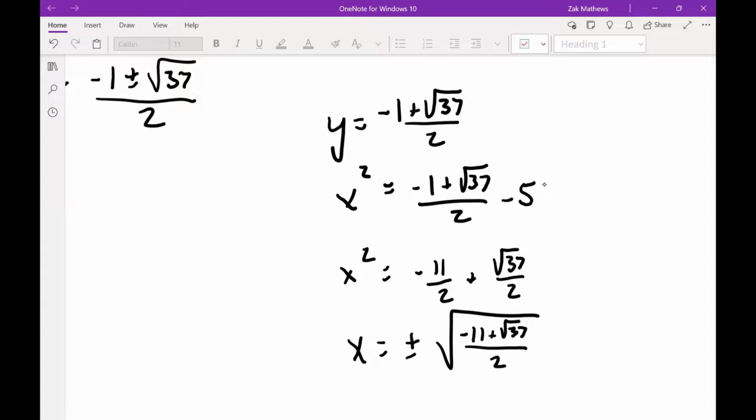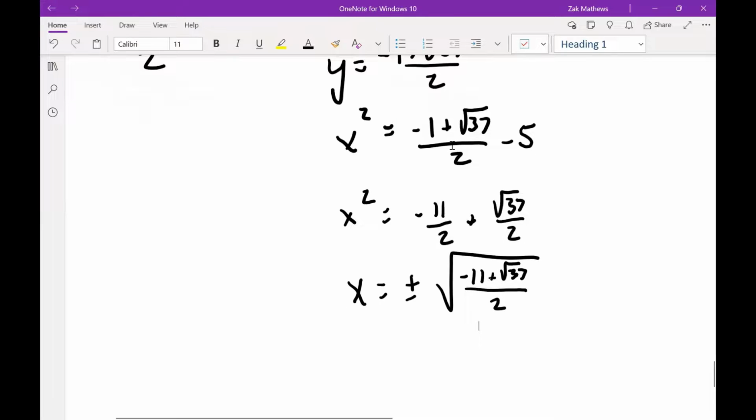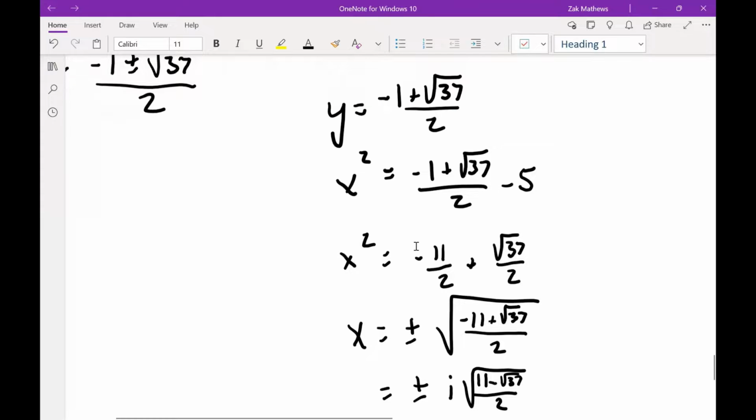Now, if we think about the square root of 37, that is a 6 and a little bit. It's less than 11, which means we are getting imaginary solutions here. They are solutions nonetheless. They are imaginary, but we would get plus or minus i square root of 11 minus root 37 over 2. I'm just pulling that imaginary out. 11 minus square root of 37, that will be a positive. So I've pulled out that negative from both terms so that I can see that it is imaginary. So for that one y value, I'm getting two different x solutions.